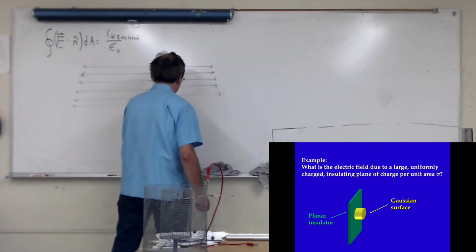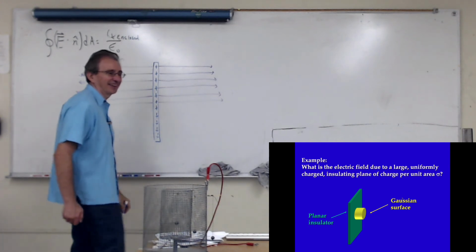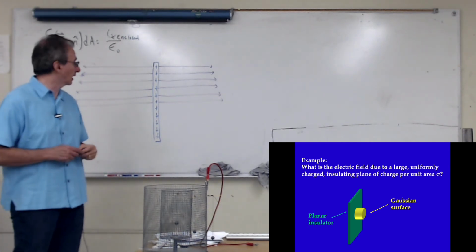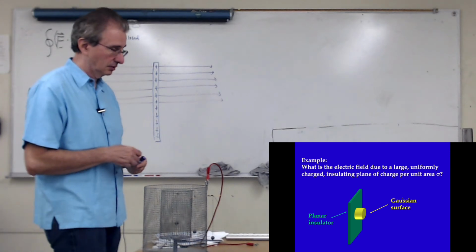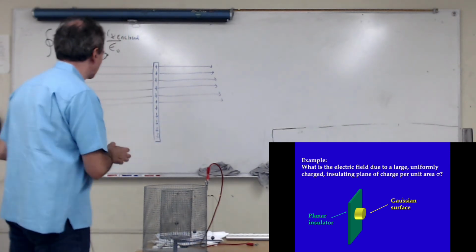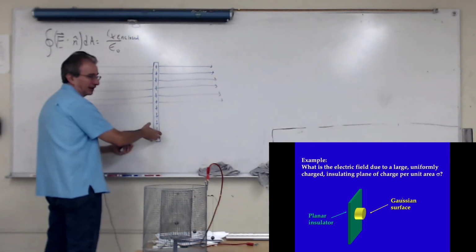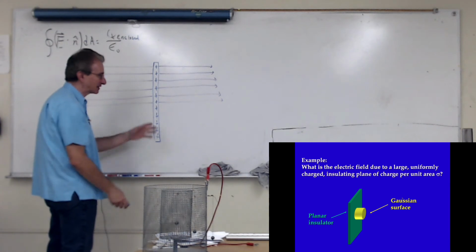Okay, I don't want to draw all of them. The field will be uniform, and a point like that away from it because it's positively charged. It's a plane, so really this is infinitesimally thin, but I had to give it some thickness so I can draw it. It's positively charged.